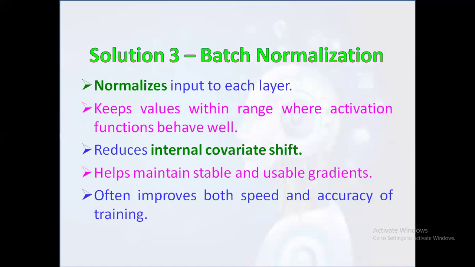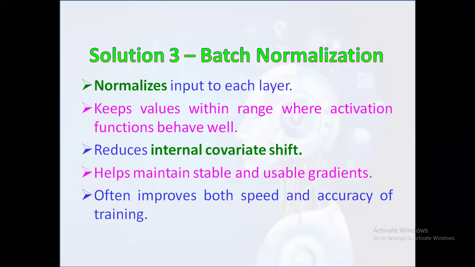And solution three is batch normalization, which we are going to discuss in detail in the next lecture. Normalize the input to each layer. Batch normalization, that is BN, standardizes the input to each layer by adjusting it to have zero mean and unit variance across each mini batch, improving training. Next, by keeping inputs within optimal ranges, BN ensures that activation functions like sigmoid or tanh do not enter saturation zones, thereby maintaining useful gradients.